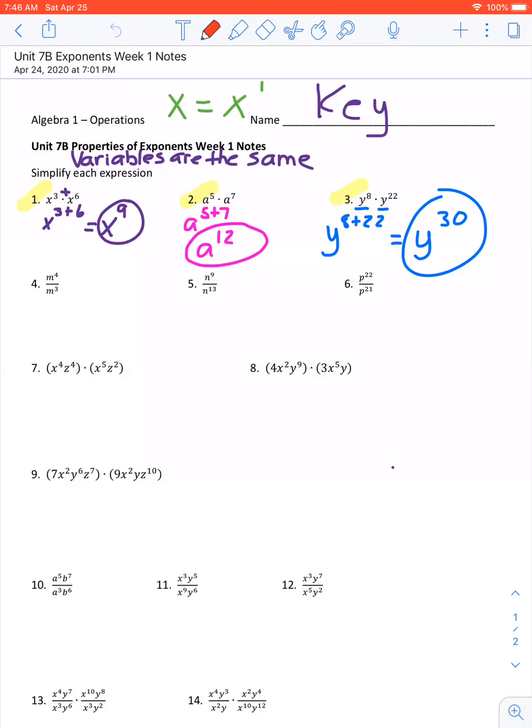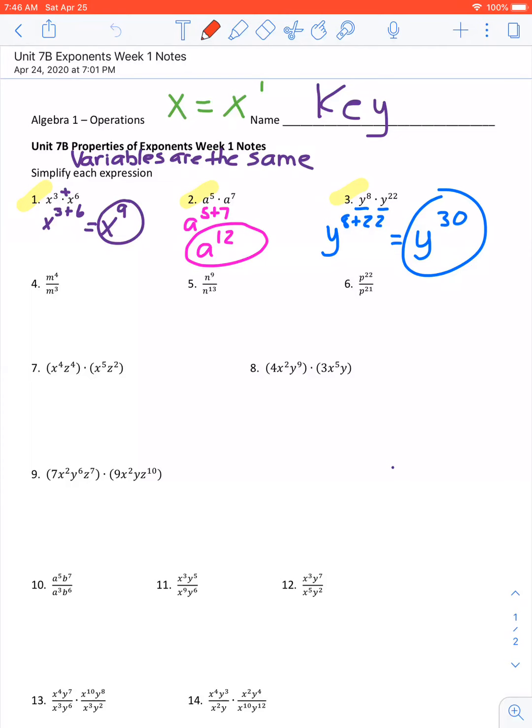Hi all, welcome back. So last class period what we did is we did problems like 1, 2, and 3. We simplified down the expression, and we said that if the variables are the same, then you add exponents in that situation, okay?